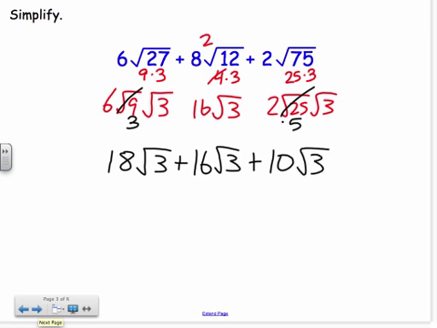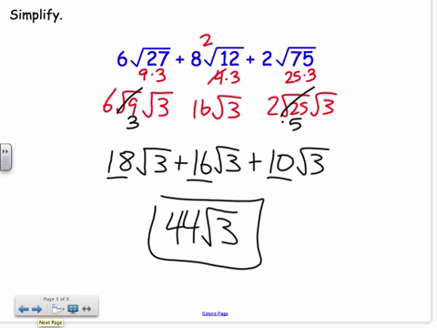Well, now if I look, I have all like terms, all like radicals. I got all root 3s. So I can combine their coefficients. So 18 plus 16 plus 10 gives me 44. So I got 44 root 3s. 44 times the square root of 3.